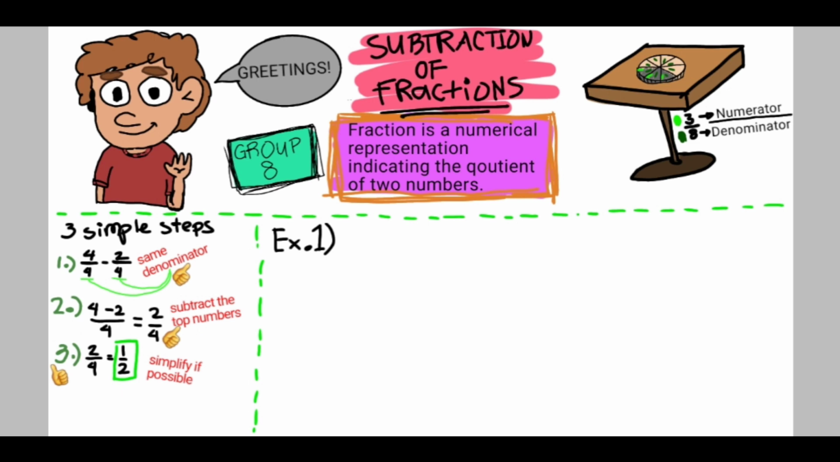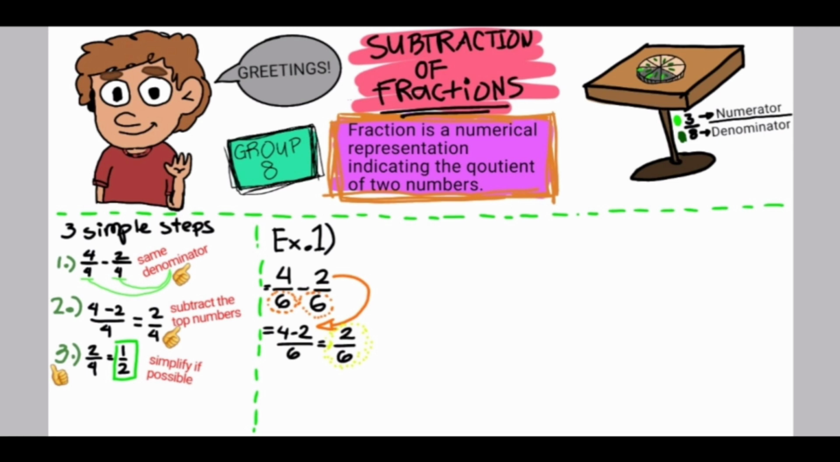We have here an example. 4/6 minus 2/6. Let's follow the 3 steps. Since both denominators are already the same, let's go straight to step 2, which is subtracting the top numbers. 4 minus 2 is 2. We will now put the answer over our denominator, which is 6. Now we have our answer, 2/6.